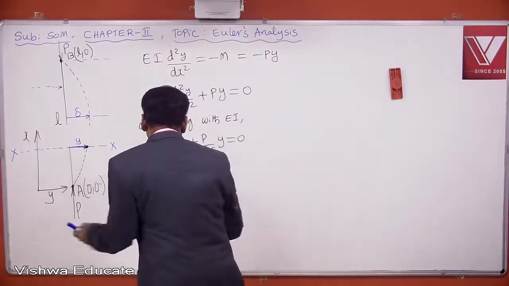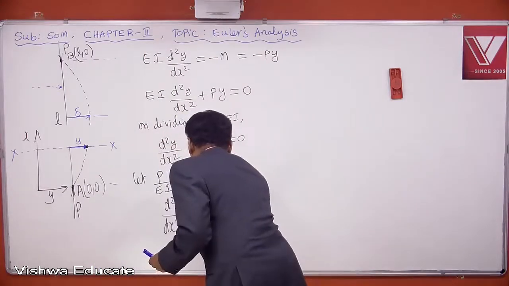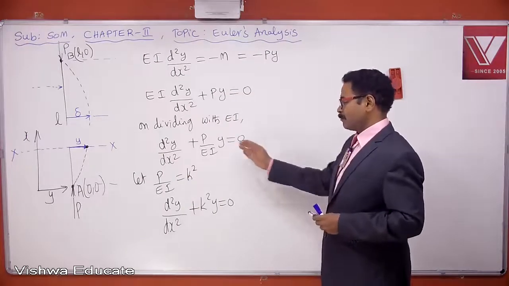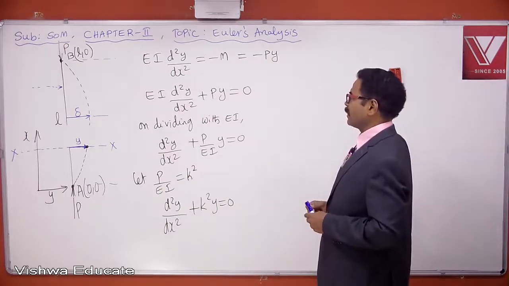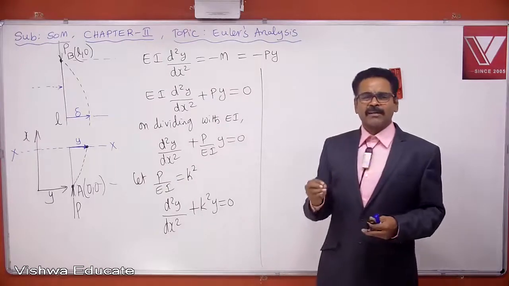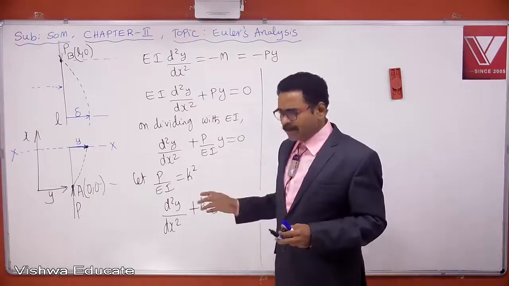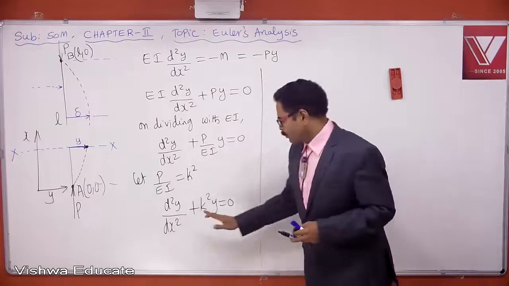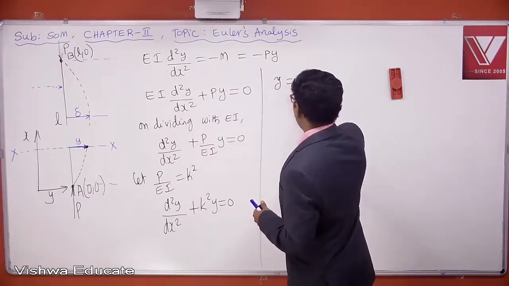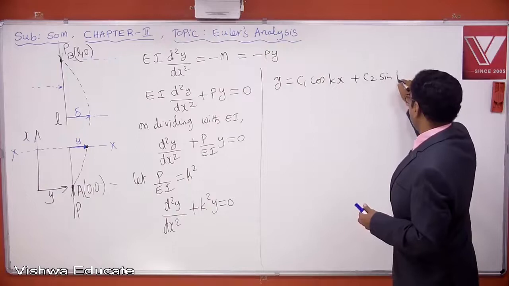Now the above expression becomes d square Y by dx square plus K square into Y is equal to 0. On replacing P by EI with K square, this equation becomes d square Y by dx square plus K square Y is equal to 0, right? So what is this? It is a second order differential equation, a linear differential equation, simple differential equation. The general solution of this differential equation could be written as Y is equal to C1 cos kx plus C2 sin kx.